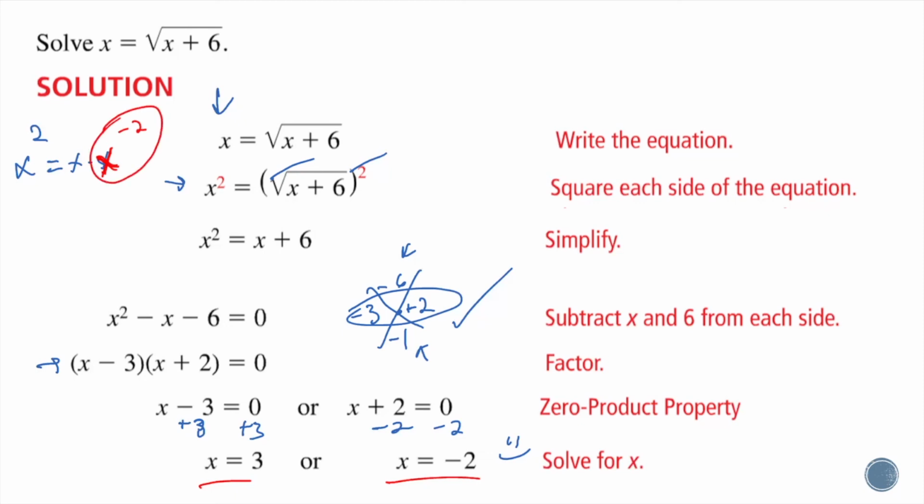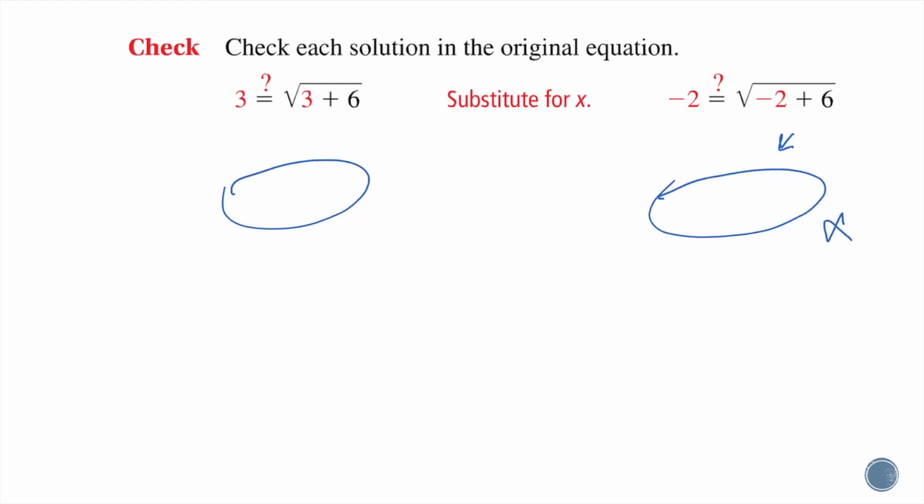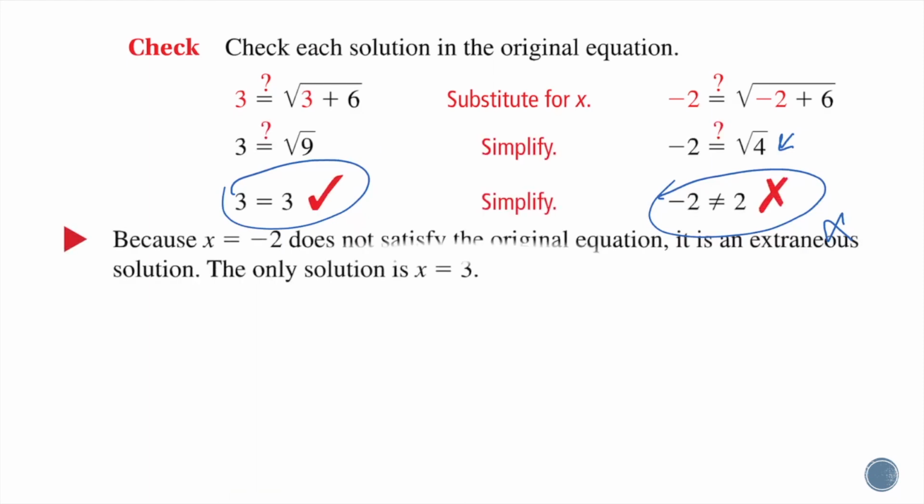When you introduce a new variable, like we did from here to here, you introduce an extraneous solution, and you have to identify which solution is right or wrong. The way to do that is simply by checking your answer and figuring out which one happens to be right. So -2 is our extraneous solution, giving me only x is equal to 3 as our answer.